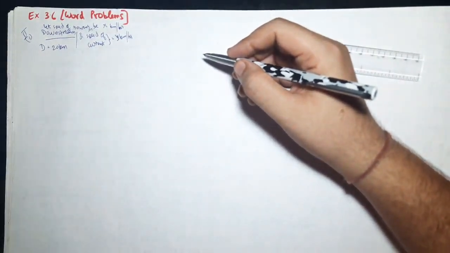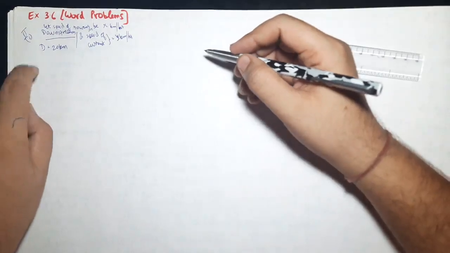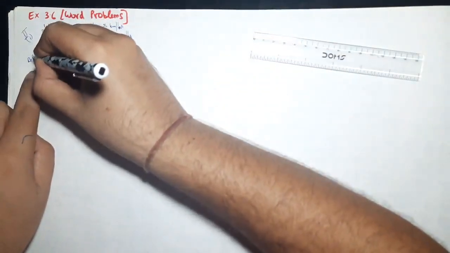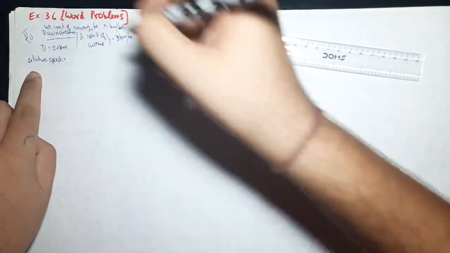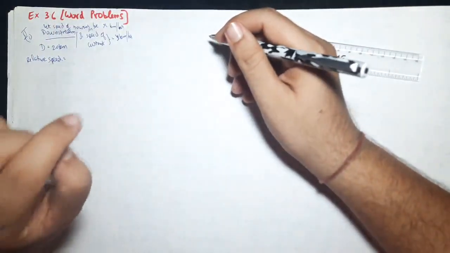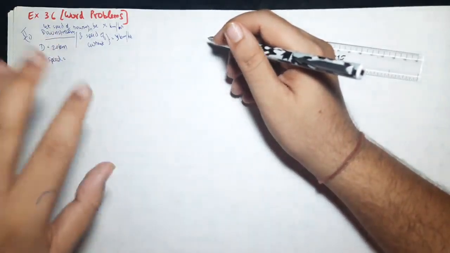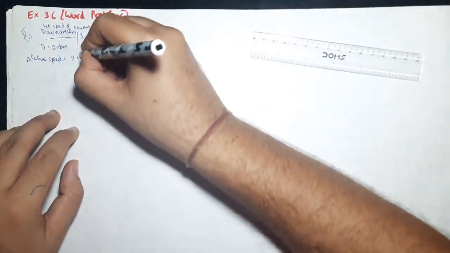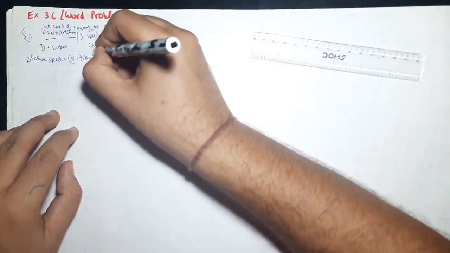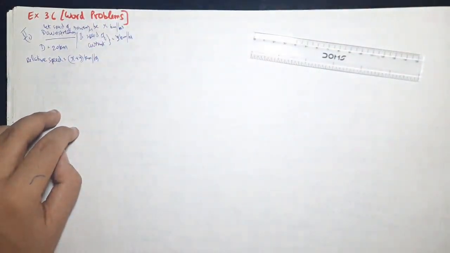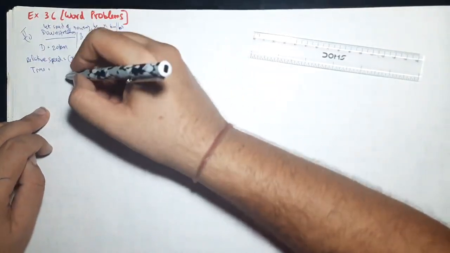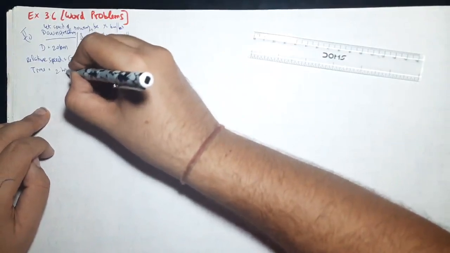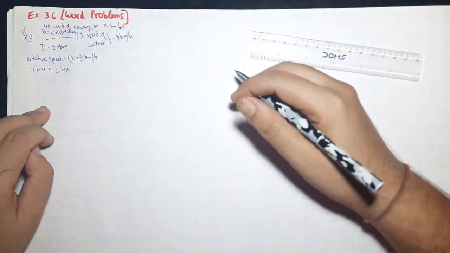Now comes downstream. During downstream, D equals 20 kilometers. Relative speed: downstream means you are flowing downwards with the river. So the relative speed will be x plus y kilometer per hour. The time taken to travel the distance of 20 kilometers is just 2 hours. You took 2 hours to complete this journey.